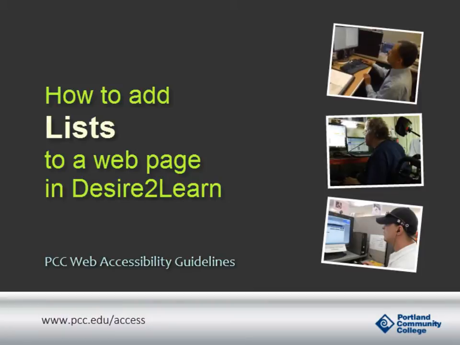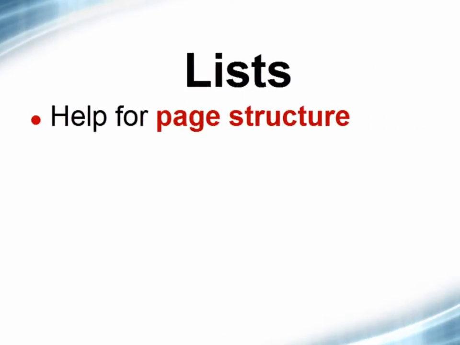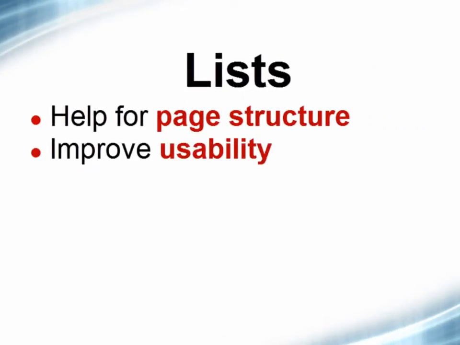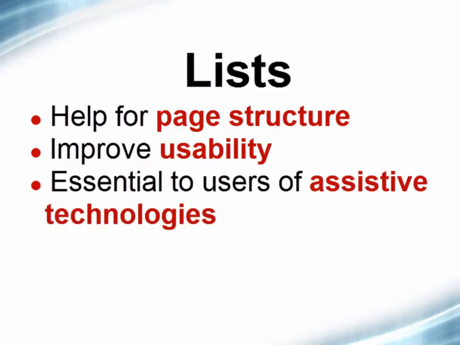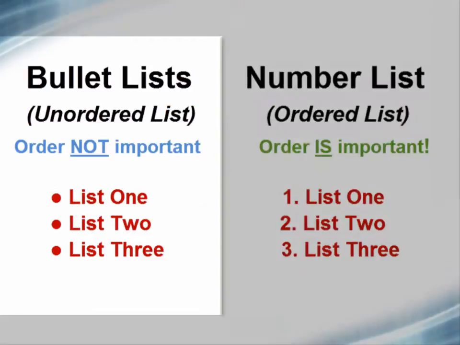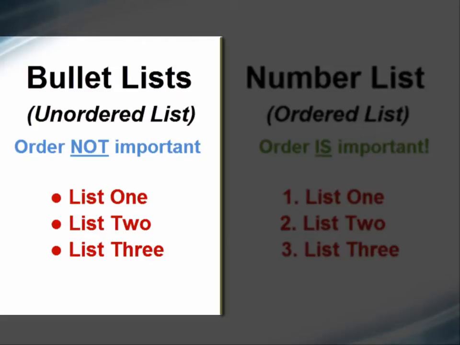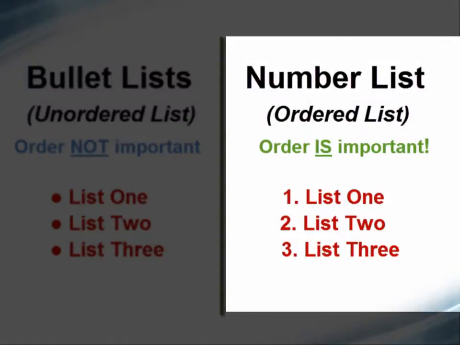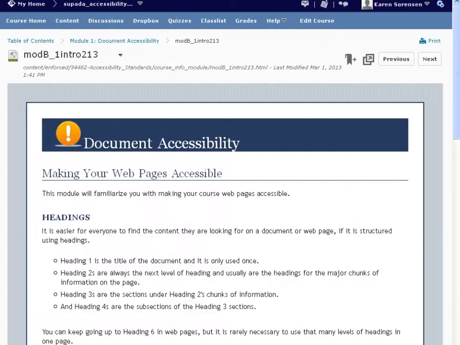This video will show you how to add lists to a web page in Desire2Learn. Lists are important because they provide structure to your web page, which improves usability for everyone and is essential to users of assistive technologies. Bulleted lists, also known as unordered lists, work best when the order doesn't matter. Numbered lists, also known as ordered lists, work best when the order or sequence is important.